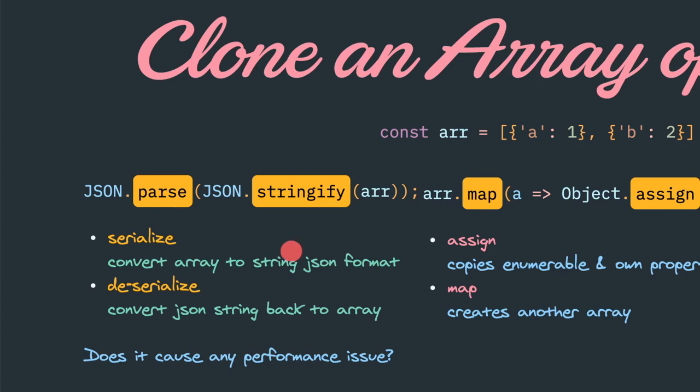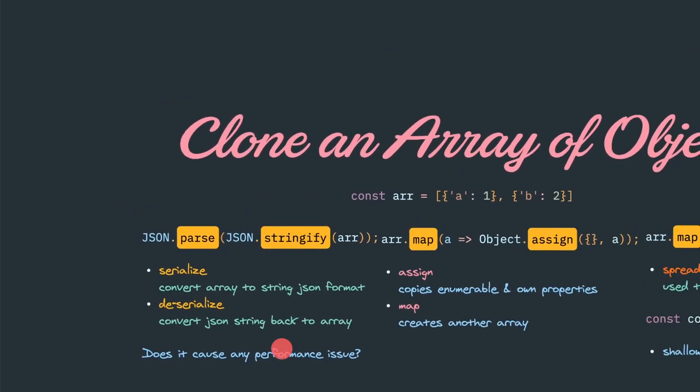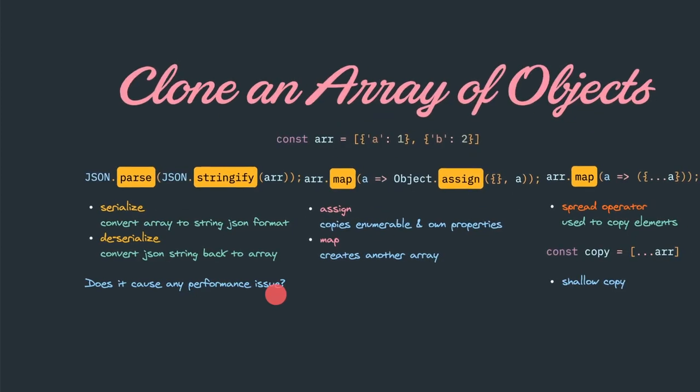So in this case, you are serializing it, meaning converting the object to a string, and then deserializing it, converting this JSON string to the array. So does it cause any performance issue? Yes, it may, if your JSON structure is very big. But if you have a small structure, less than 100 or 500 fields, you won't see much difference. But if your structure is very huge, you may see issues. But let's see whether it will solve our problem or not.